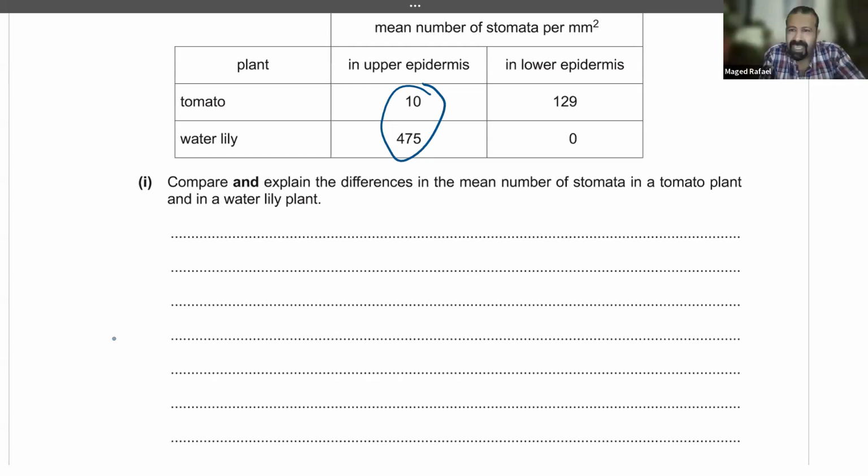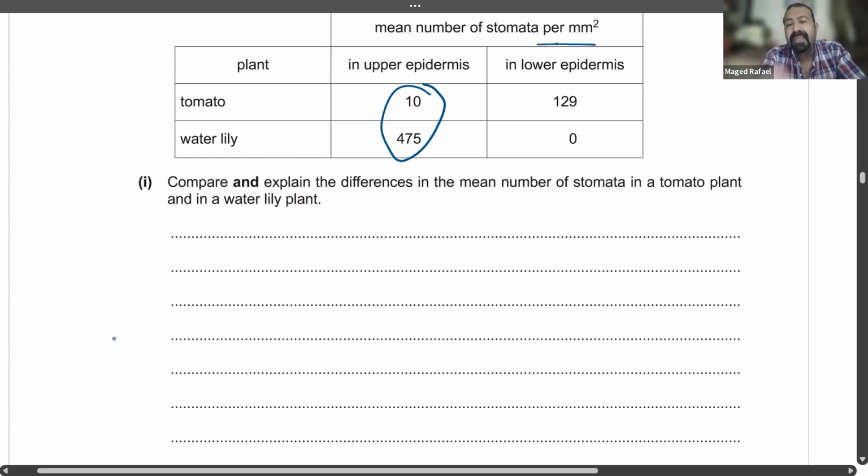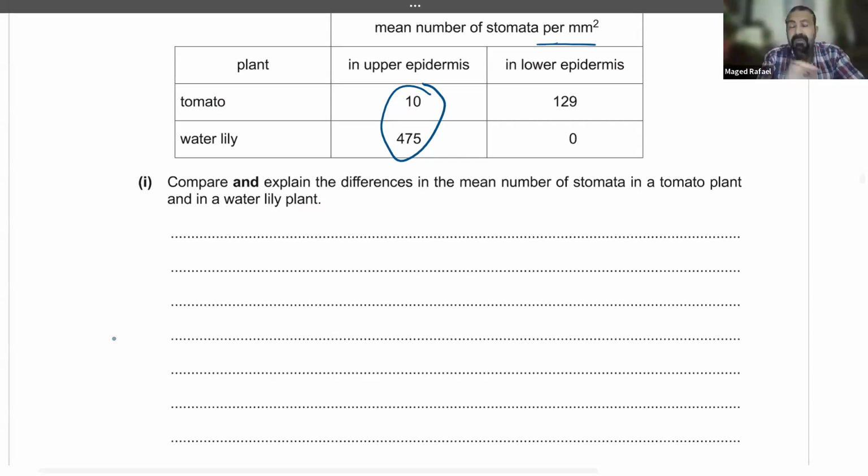I think nothing else here. But when you are writing this answer and you're talking about number, please write mean number of stomata per millimeter square. Please, Yadan, write all of this. Write the heading in your answer. Okay, don't write numbers only. So what's the explanation for this, Malak?